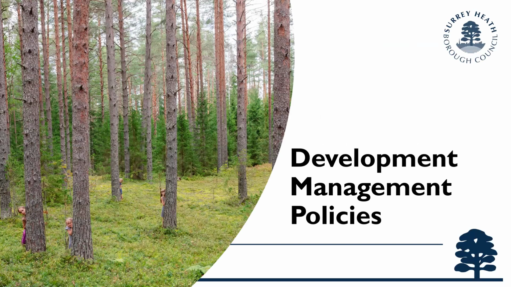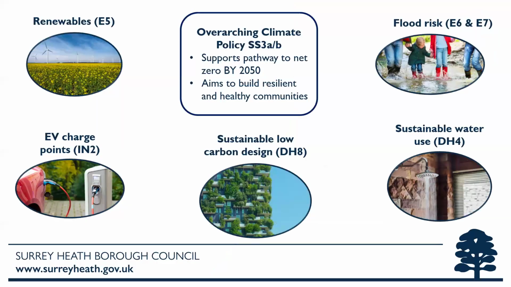Thank you, Kate. So the next section provides a high-level overview of key policy areas in the plan, and the first policy area is climate change. The plan includes a suite of policies with an overarching policy SS3A for climate change mitigation and SS3B for adaptation. This includes the aims to support a pathway to net zero by 2050 and to build resilient and healthy communities. This is supported by a number of policies in the plan.